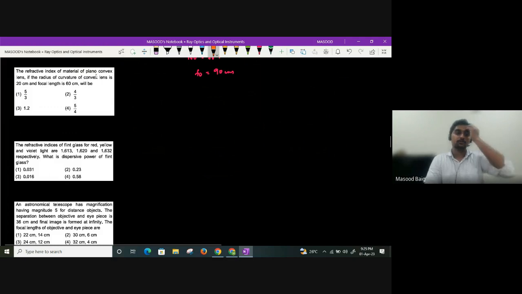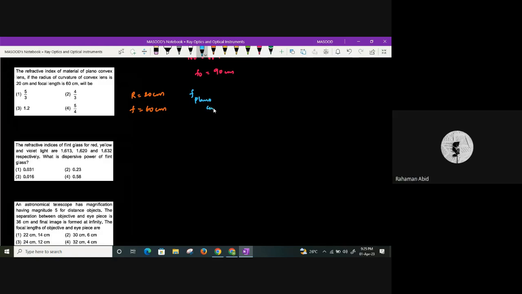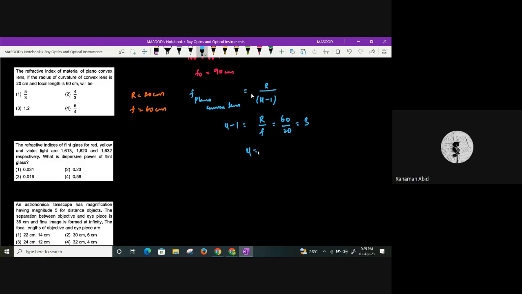Refractive index of material of plano-convex lens, it seems. What is the refractive index? If radius of curvature is 20 centimeters, focal length is 60 centimeters. Last session, I have derived it also, guys. What is focal length of a plano-convex lens? It is R divided by mu minus 1. So what will I get mu minus 1 value as? R divided by F, which is 60 divided by 20. I'll get it as 3. So what will refractive index be? Sorry, did I do any mistake here?